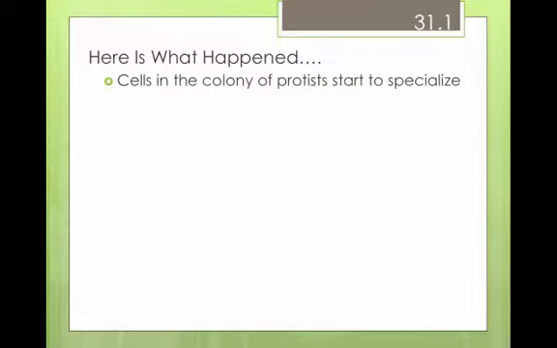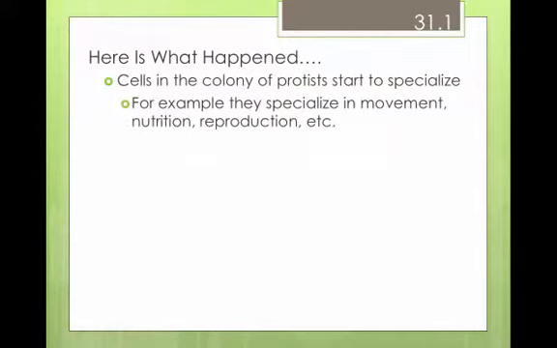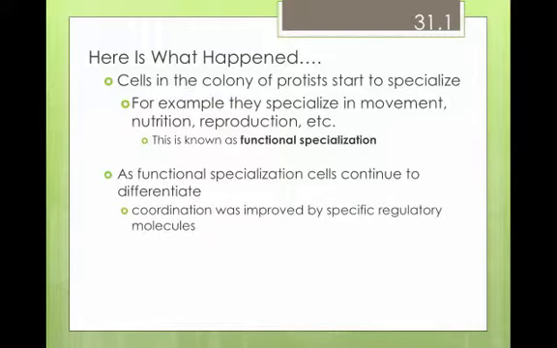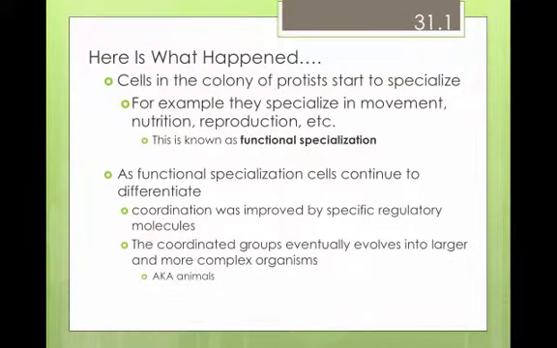So first, the cells in the colony of the protist started to specialize. For example, some would specialize in movement, some in nutrition, some in reproduction, etc. And this is known as functional specialization. As functional specializations in these cells continued to differentiate, we got two things. Coordination was improved by specific regulatory molecules, and these coordinated groups eventually evolved into larger and more complex organisms, which we now know as animals.